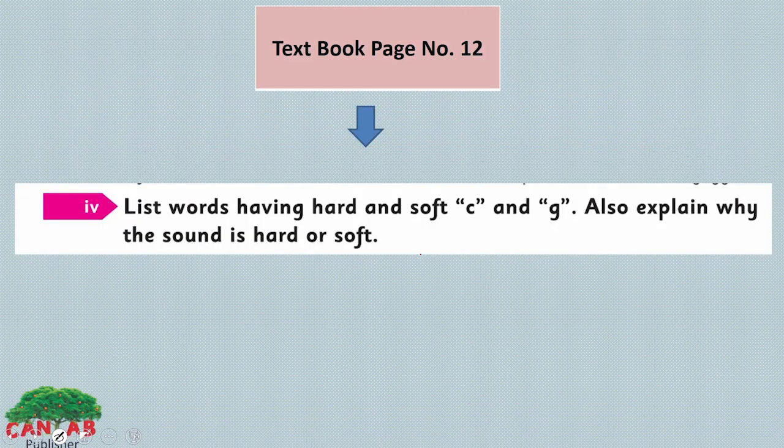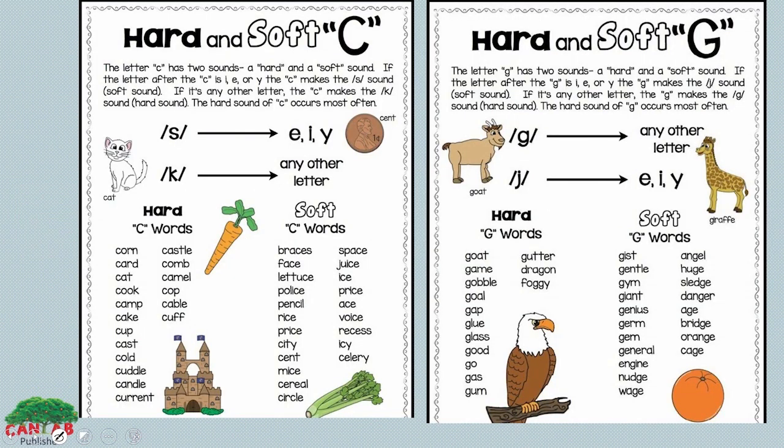Now look at page number 12, what we have here. Listing words having hard and soft C and G. Also explain why the sound is hard and soft. Now let's discuss what the soft and hard sounds of C and G are. We have a chart here. Let's discuss this one first.